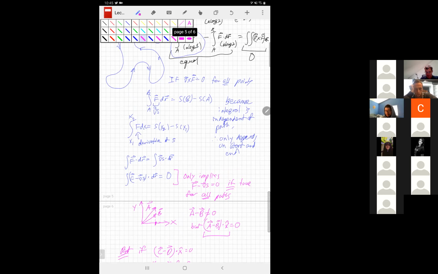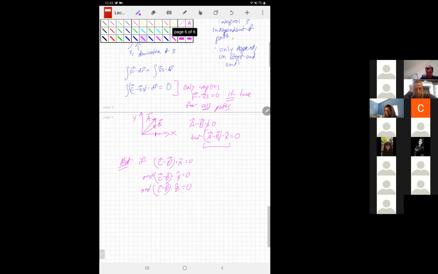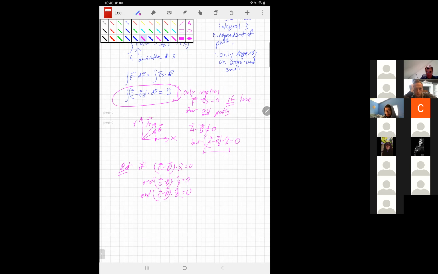And likewise up here, this statement that the integral of f minus grad s, whole thing dotted with dr equals 0, this implies f minus grad s equals 0, or f equals grad s, only because it holds true for all paths.